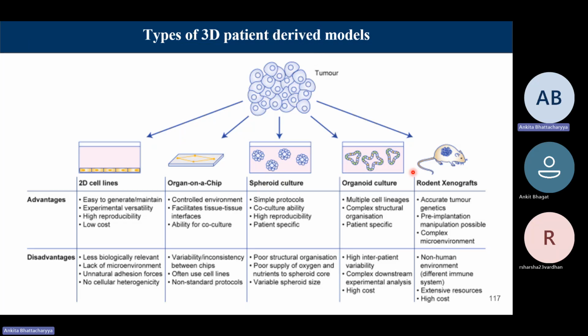Then we drew a comparison between all of these 3D patient-derived models, starting off with, again, 2D cell lines, the organ on a chip concept, which I briefly explained in the last class, the spheroids and organoids, and finally rodent xenografts as well. As you can see, each of them had a couple of advantages associated with them, and of course, they also lacked certain features leading to their disadvantages. Like we discussed for 2D cell lines, then the organ on chip, spheroid, organoids, and xenografts.